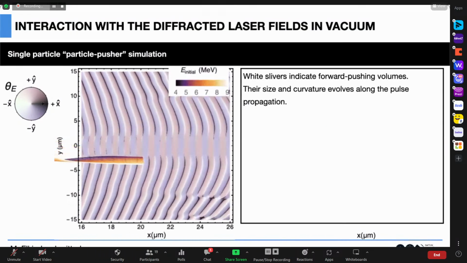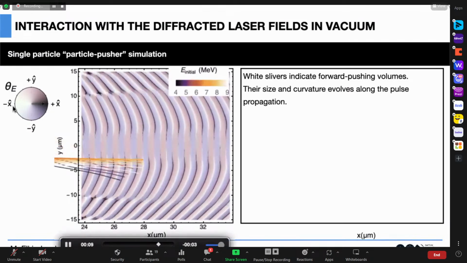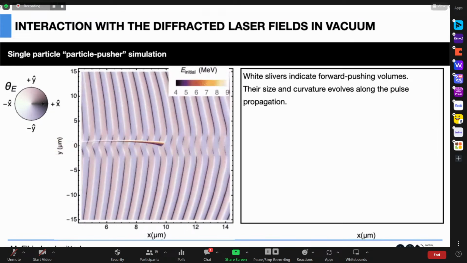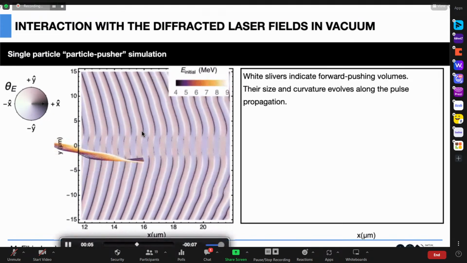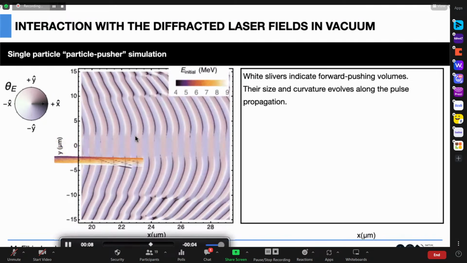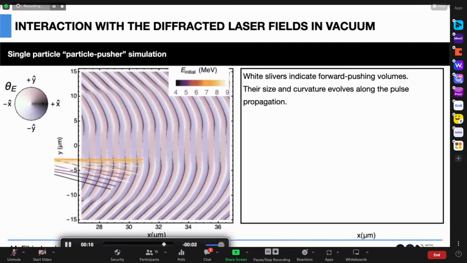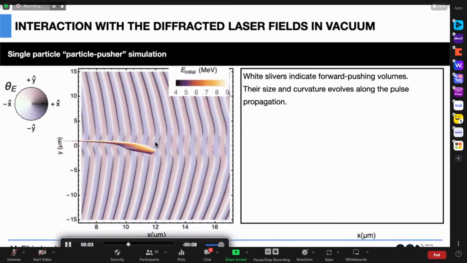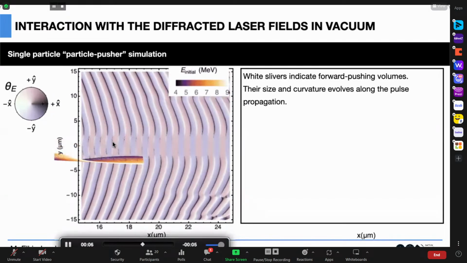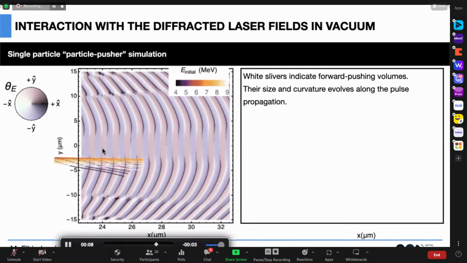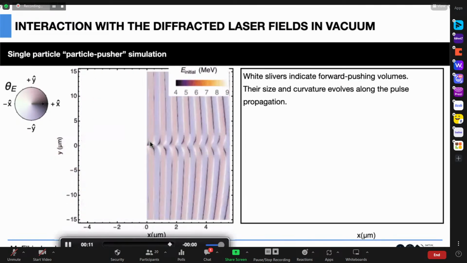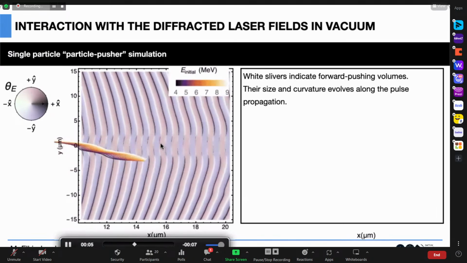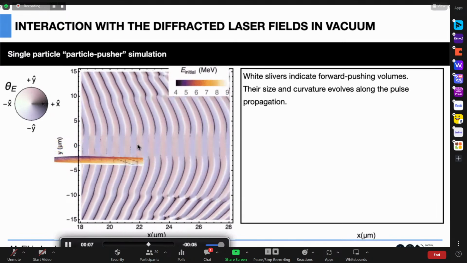The first thing I would draw your attention to is that on the left plot, everywhere which is white means that the electric field points backwards, meaning that electrons will be pushed forward. So wherever you see a white area, electrons there would be accelerated forward. And the interesting thing about this diffraction pattern is that the white slivers in the center, which is the shadow of the object, diminish. After about one Rayleigh range, which is 30, 40 microns, they completely disappear.